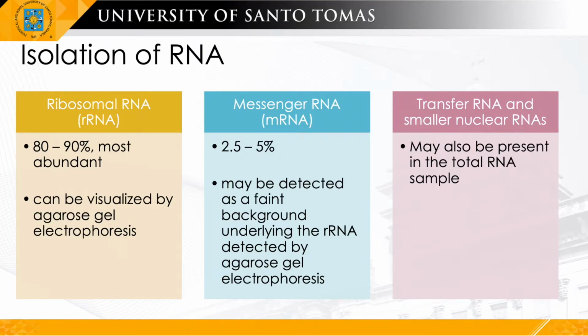And the third one is transfer RNA and snRNA or small nuclear RNA, and these are sometimes present in the total RNA sample.